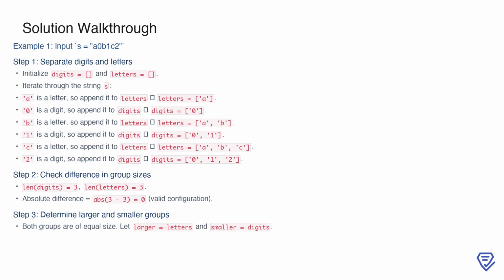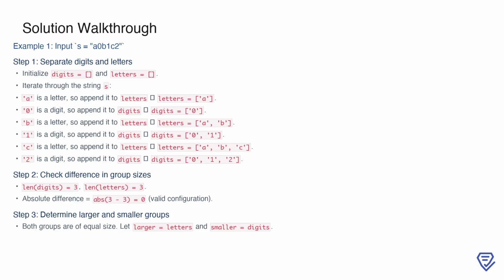When we encounter a, we recognize it as a letter and add it to the letters list, making it [a]. Next, 0 is identified as a digit and added to digits, resulting in [0]. This process continues for the remaining characters. b and c are added to letters, and 1 and 2 are added to digits. By the end, we have letters equals a, b, c, and digits equals 0, 1, 2.